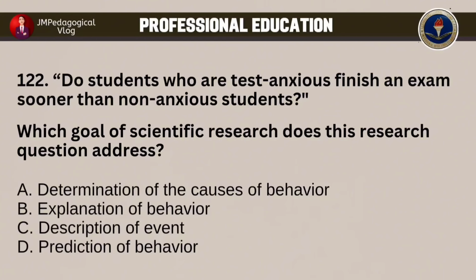122. Do students who are test-anxious finish an exam sooner than non-anxious students? Which goal of scientific research does this research question address? A. Determination of the causes of behavior. B. Explanation of behavior. C. Description of event. D. Prediction of behavior. D. Prediction of behavior.